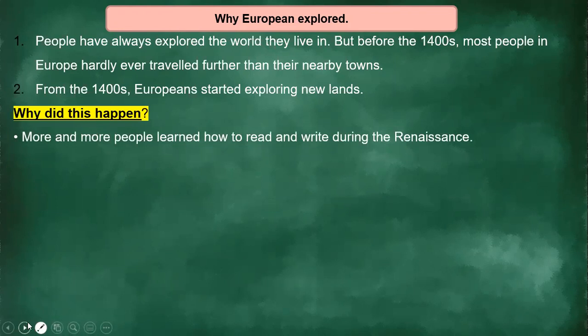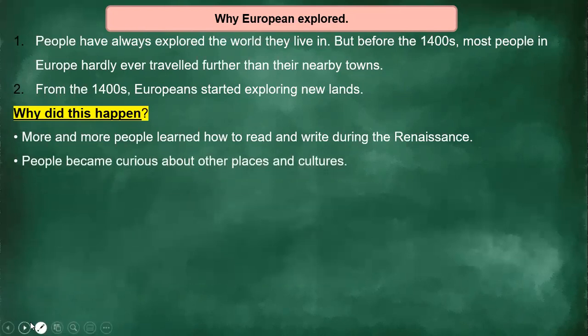More and more people learned how to read and write during the Renaissance. During the church time, during the Middle Ages, most people did not know how to read or write. So this is the reason why people wanted to explore: more and more people learned how to read and write. That's another reason why they came to explore South Africa.